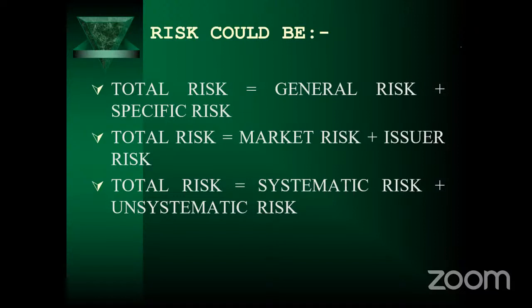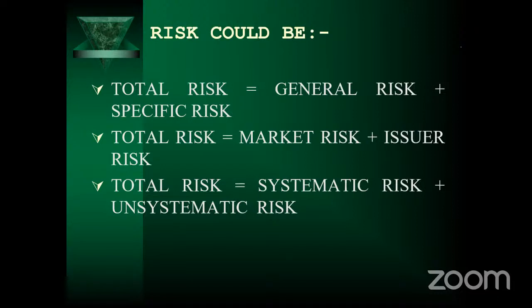General risk will remain constant. You cannot control it, you cannot change it, you cannot minimize it, but to some extent, specific risk can be minimized. Specific risk means there are certain risks which are specific to the business, specific to the industry, specific to a particular system. So total risk could be the general risk as well as specific risk, or we can say it could be the market risk as well as issuer risk. Again, market risk we cannot control. It is driven by the market forces.